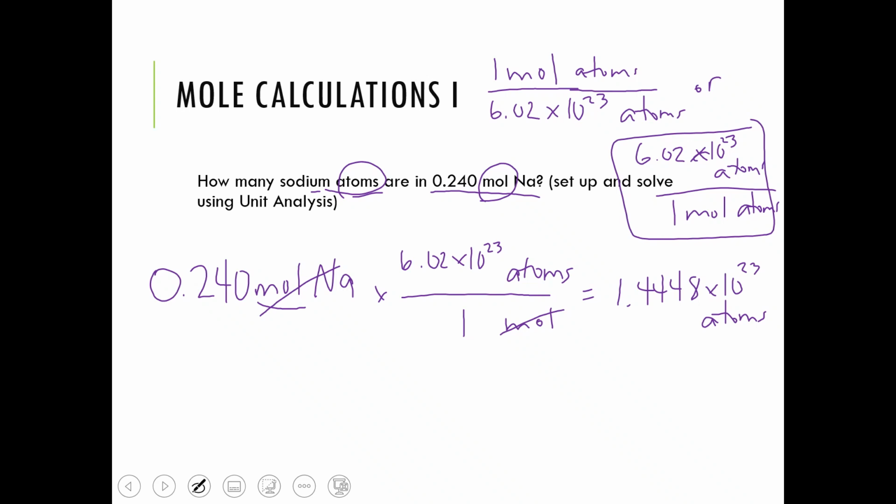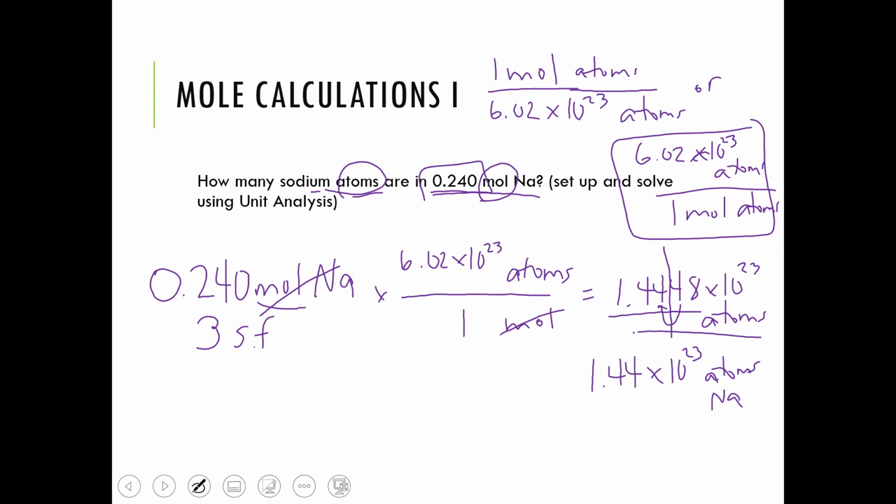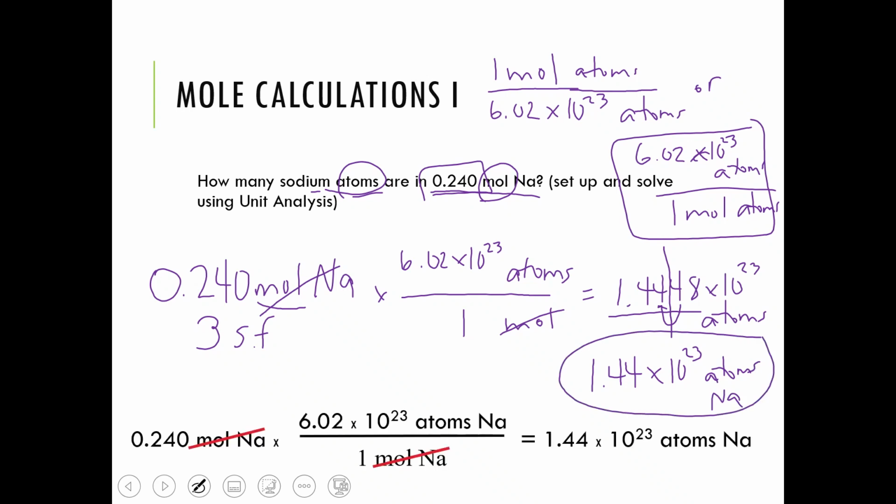Now the last thing we need to do is go back and say, how many significant figures did I start with? And I started with 3 sig figs. So I need to have 3 in my final answer. And that 4 is not going to do anything to that 4. So 1.44 times 10 to the 23rd atoms of sodium, Na. And circle your final answer. And this is a nice, neat way.